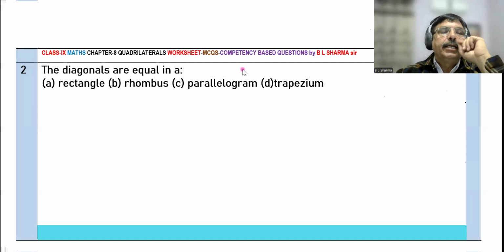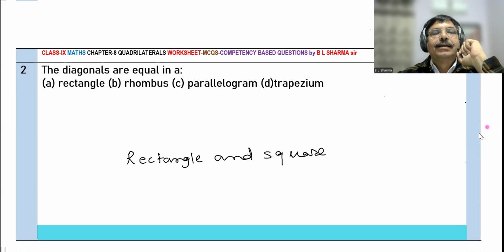The diagonals are equal in a rectangle, rhombus, parallelogram, or trapezium? Diagonals are equal in rectangle and square. But here square is not given. So rectangle is the correct option.